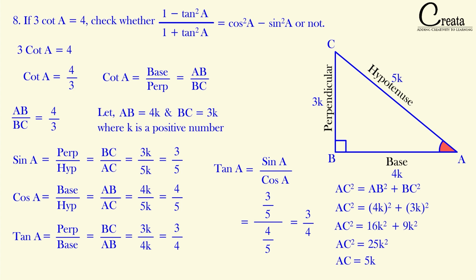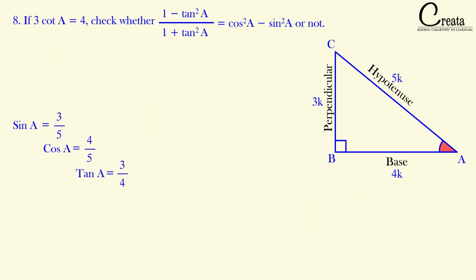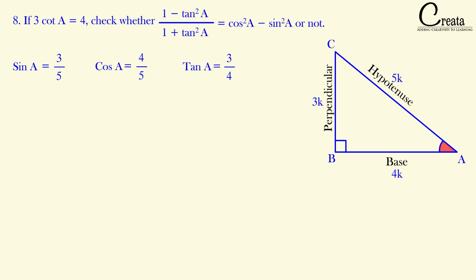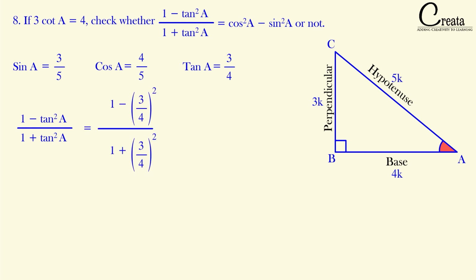Okay. So we got all the three trigonometric ratios given in the question. Let's find the left hand side first. That is 1 minus tan square A upon 1 plus tan square A. Tan A is 3 by 4. Let's put the value. Let's solve it. Here 16 and 16 will cancel out. We got our answer as 7 upon 25. Left hand side we got as 7 upon 25.